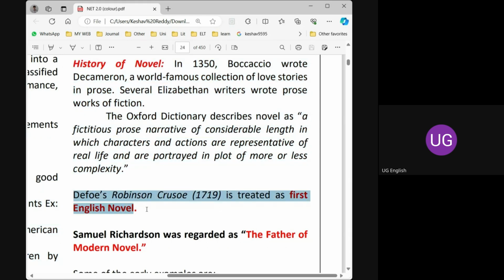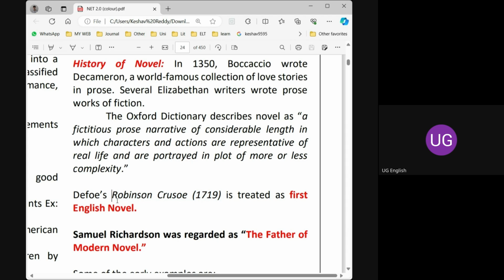His Robinson Crusoe is treated as the first English novel. Robinson Crusoe is very important for a famous character. Do you know the name of the character? There is a slave in Robinson Crusoe's novel.